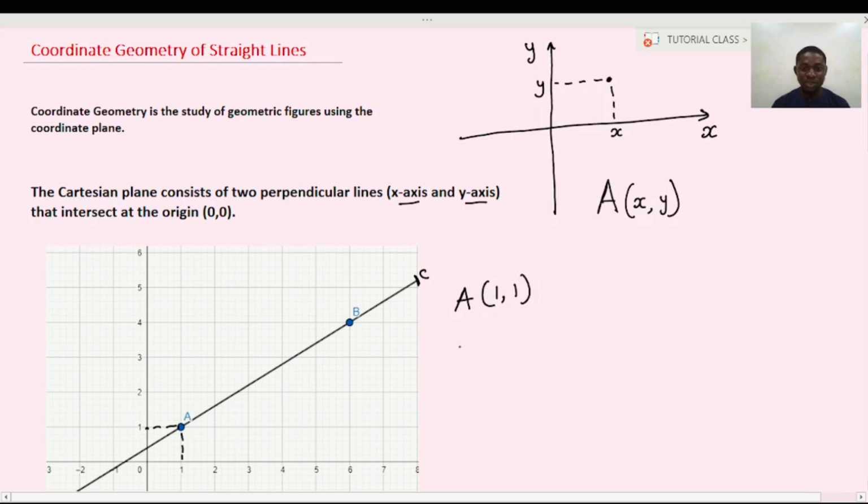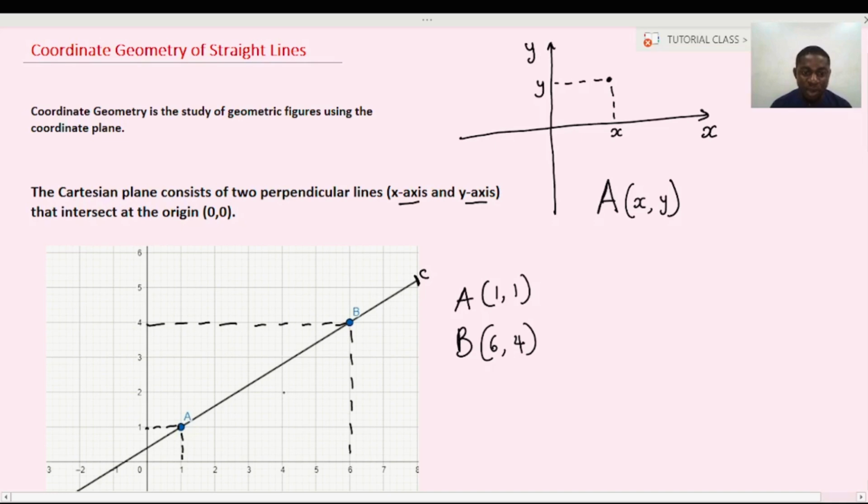Alright, how about the coordinates of B? To do that, you also trace it down to the x-axis first. That is 6. And you trace it to the vertical axis, which is the y coordinate. What does it have at the vertical axis? You see that it's 4. So it can be said that the coordinate of B is (6, 4). Now that is how we determine the coordinates of a point on an XY plane.